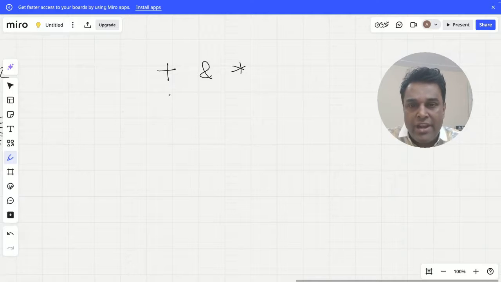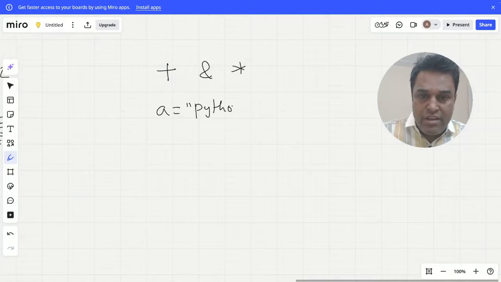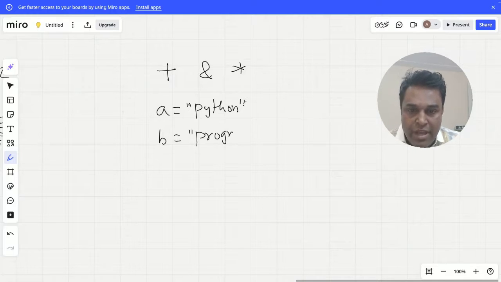The plus and the asterisk, that is the star character, are obviously used for addition and multiplication, the mathematical operations, but they're also used with strings. If I take a variable a and assign a string, Python, I use double quotes opening and closing, and in between that, the string. Always remember that. And if I have b equal to programming, these are two strings. So I can join them. How to join them? I can take a third variable c and do a plus b.